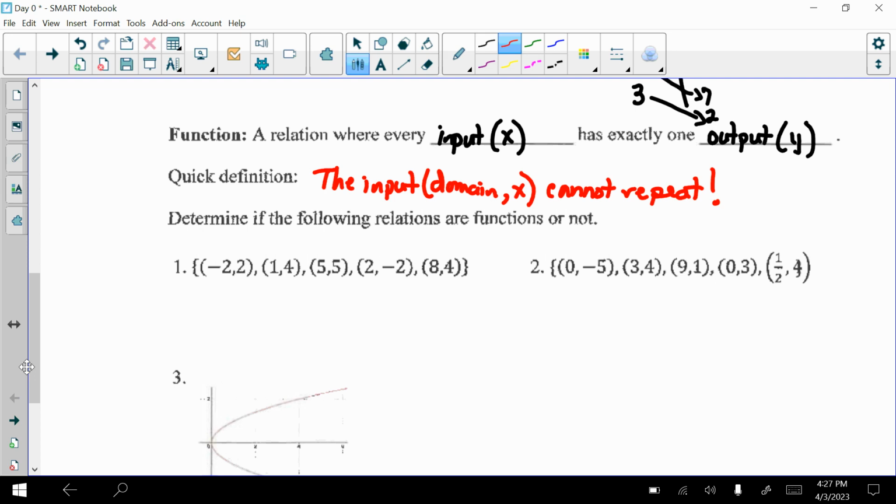So if I look at my input, I have -2, 1, 5, 2, and 8. And for my output, -2 is with 2, 4, 5, -2, and 4. So -2 is only matched up with one output, 2. 1 is matched up with 4, 5 is matched up, 2 is matched up, and 8 is matched up. So yes, this is a function because the x values don't repeat.